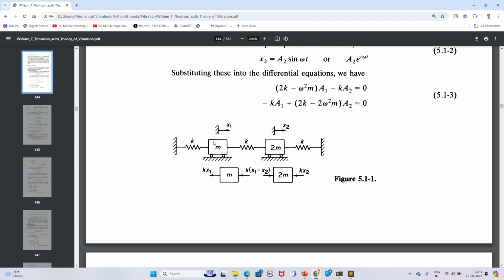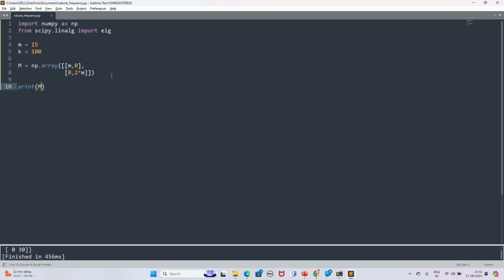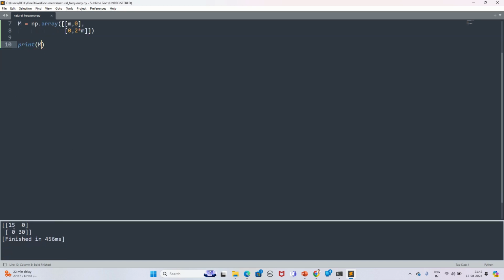There is a convention that the mass matrix is a diagonal matrix with diagonal elements equal to the masses of the system. So the first mass is m1, that is m. Non-diagonal elements are normally 0, and the second mass is 2m. So this is the mass matrix. We are ready for verification. We will print m and run it with Control B. So 15 0 0 30. This is my mass matrix.